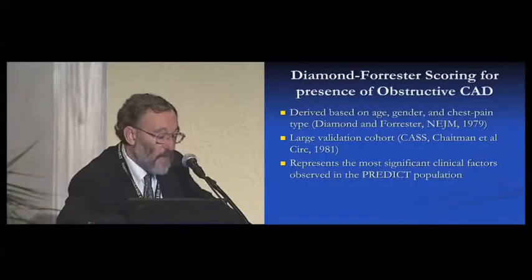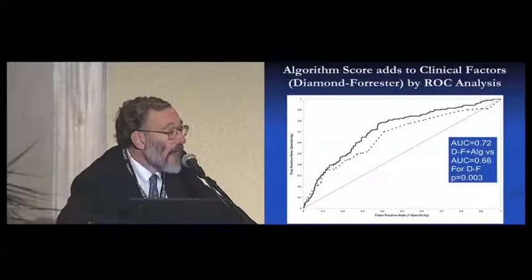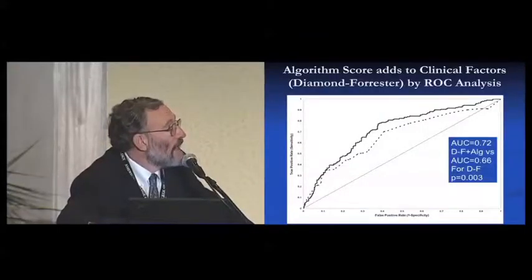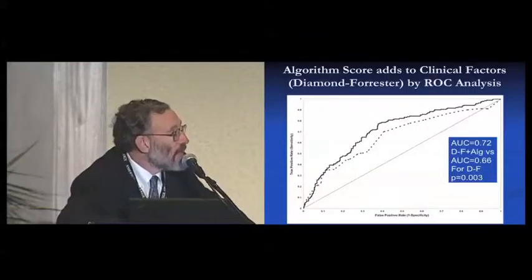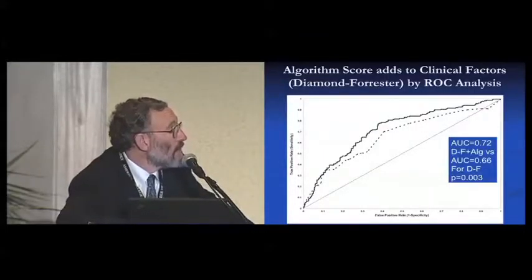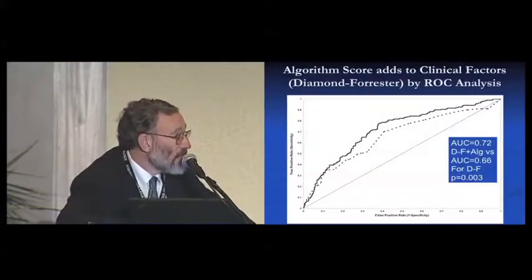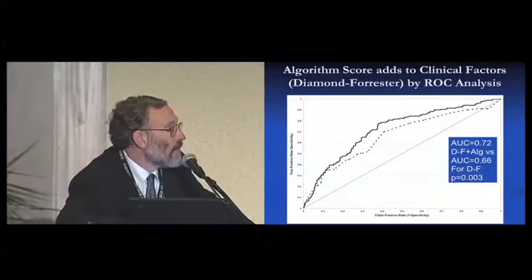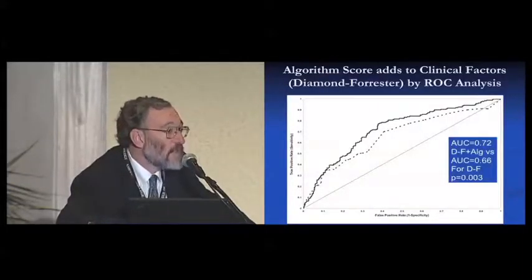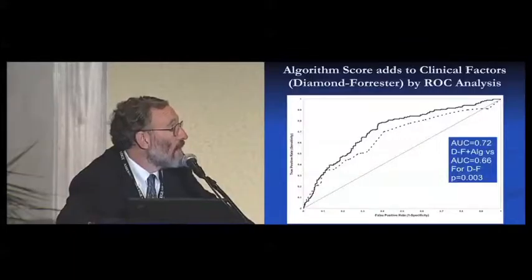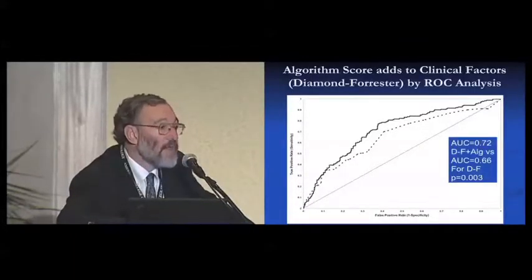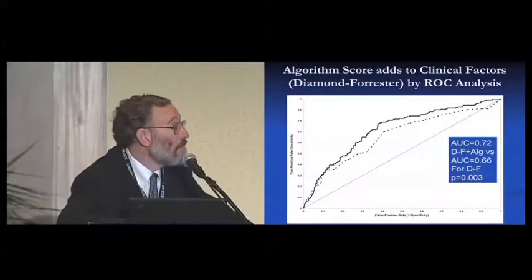So when you look then in ROC analysis at a comparison of the Corus CAD algorithm score with Diamond-Forrester compared to Diamond-Forrester alone, what you see is that there is a statistically significant increase in the area under that curve. This is quite a stringent statistical test to show that you have an improvement in the accuracy by which you identify patients. The question then is, though clinically, is this really meaningful?